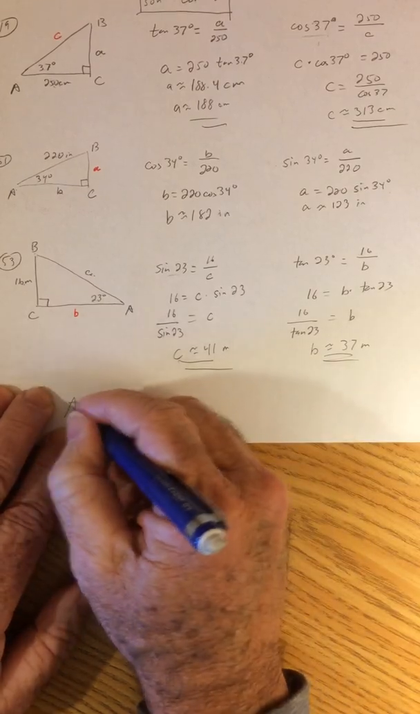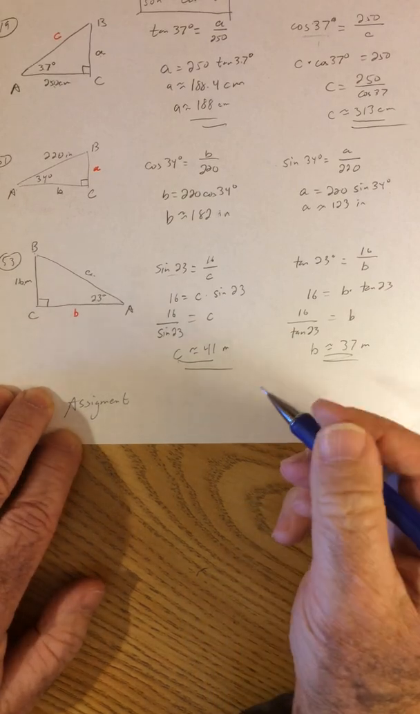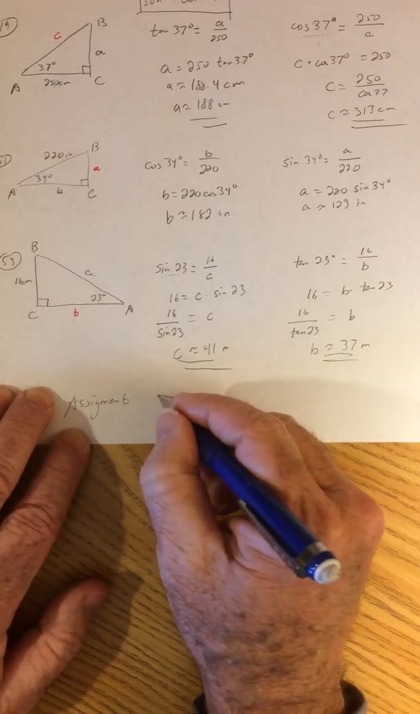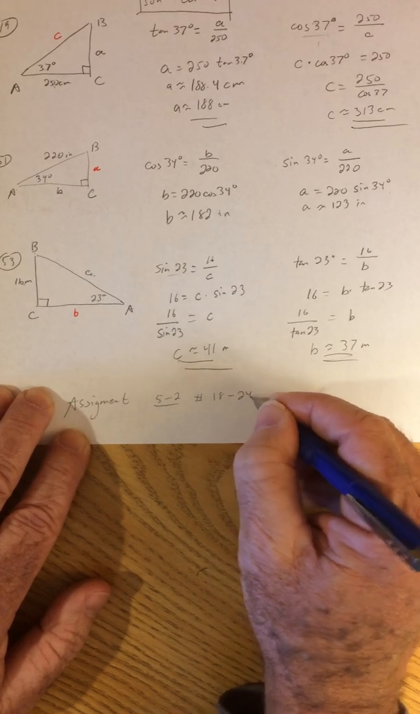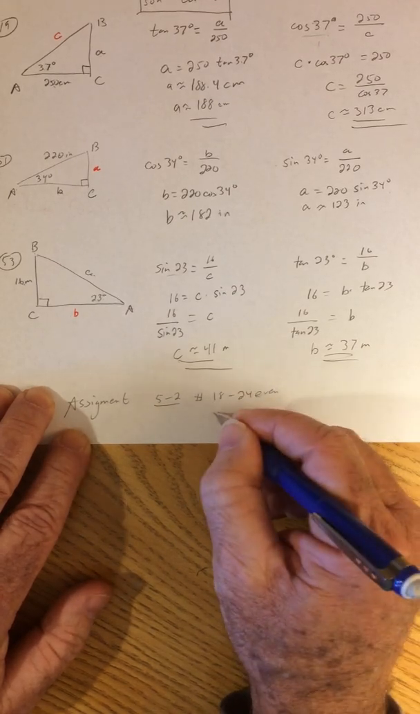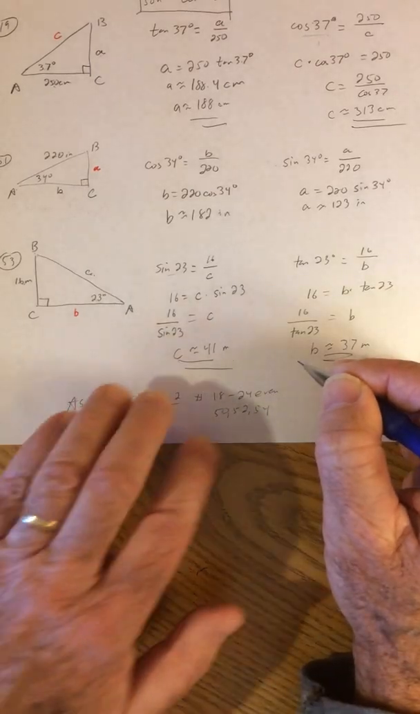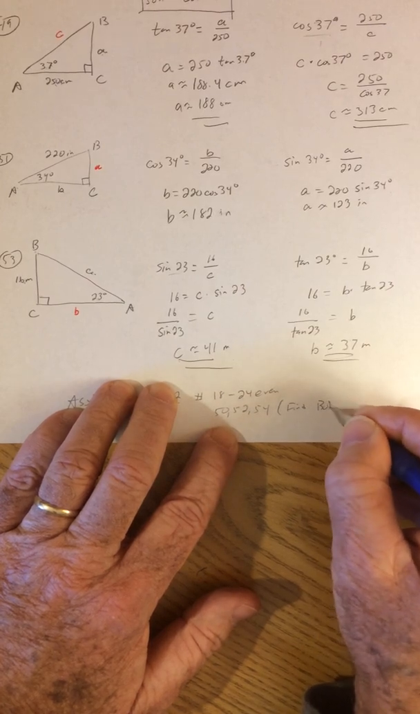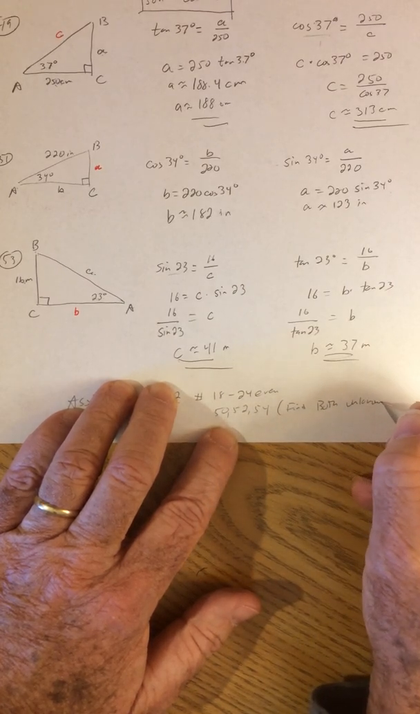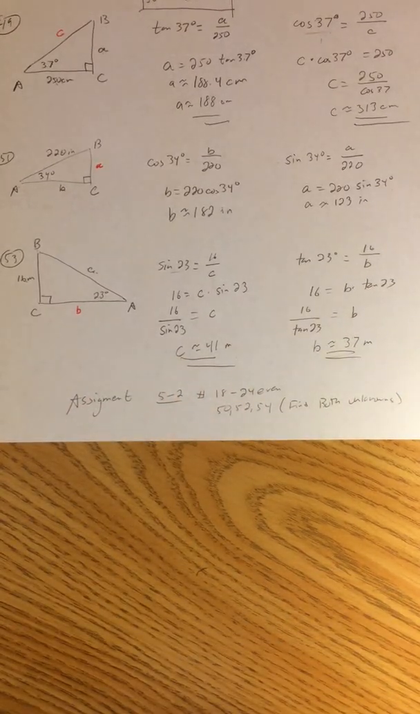So the assignment is section 5.2, numbers 18 to 24 even, and numbers 50, 52, and 54. And for these three, find both unknowns. Like we did in the examples, instead of just finding the one that they asked for, you find them both. Extra practice.